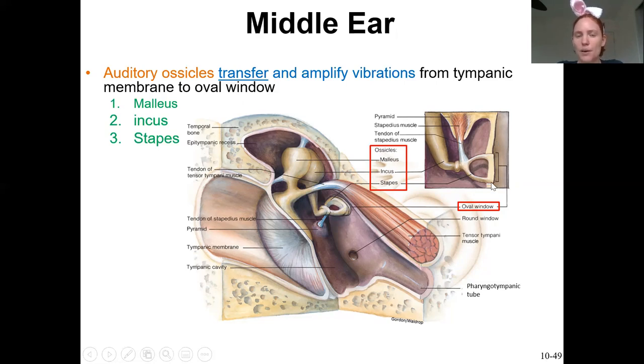And then the stirrup, or the stapes, is connected to a soft membrane on the other side. So if here's your stapes, that's going to connect to the oval window, which will then take it into the inner ear, into the cochlea. Okay, so we have three auditory ossicles: malleus, incus, and then stapes.